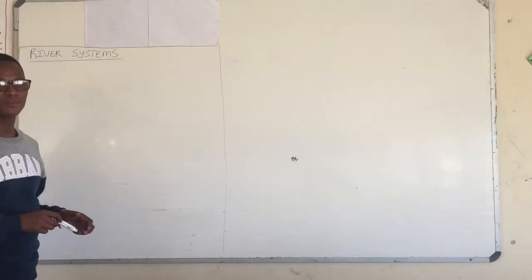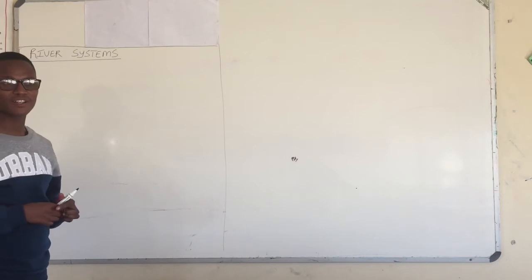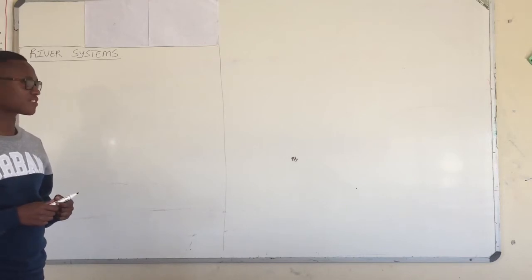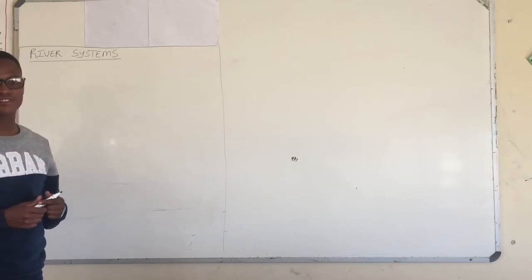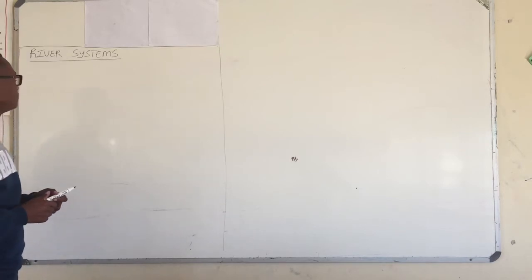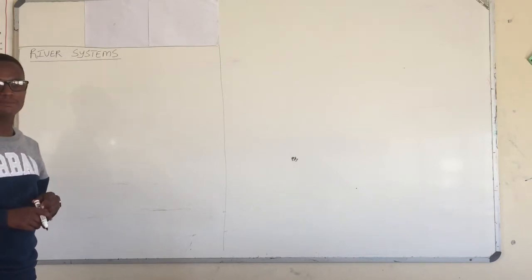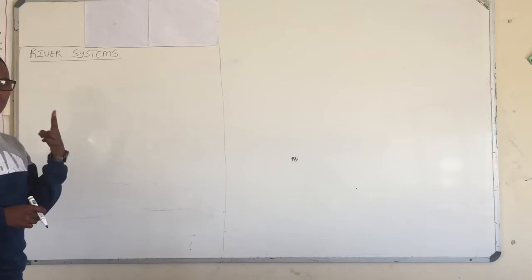Okay, so today I will be doing geography. The topic that I'm concentrating on is river systems. As all of you can see, we are dealing with systems. A system is something that is made up of more than two things.